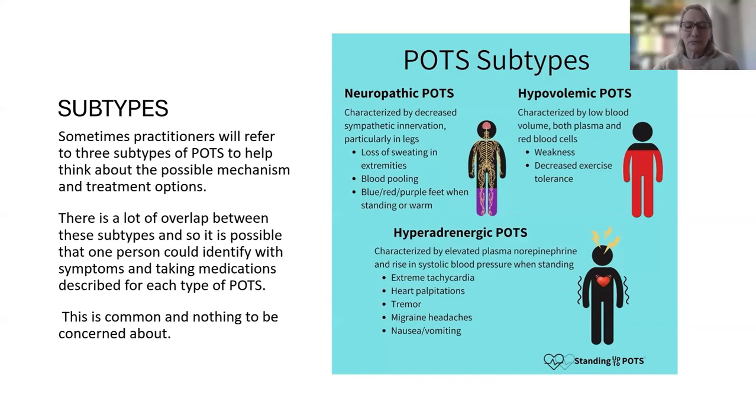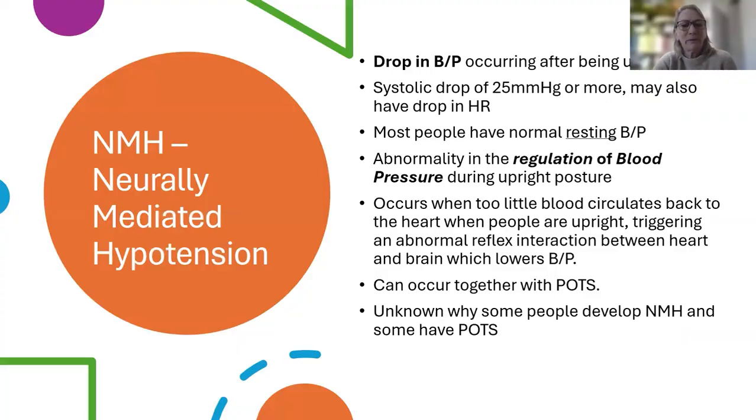As I said, there's a huge amount of overlap usually. Most people have all of these symptoms, but sometimes it's helpful to think about these as different kinds of subtypes, and that can be helpful in working out what your treatment choices are going to be.